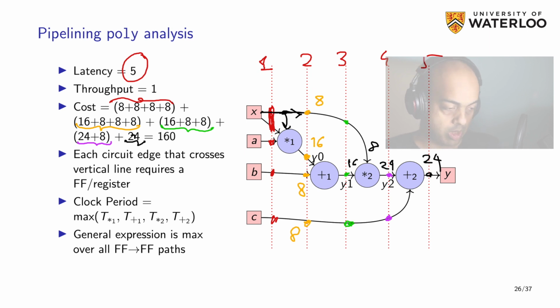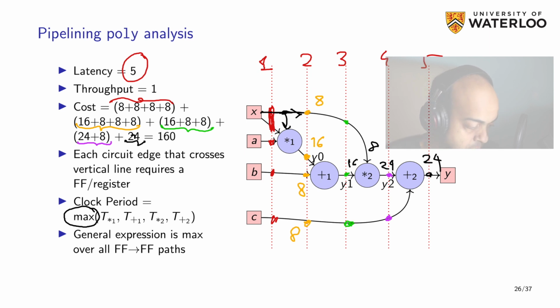Okay. Now clock period calculation is super straightforward. All you have to do is find the worst case of all the stages, right? So clock period is always going to be the max of every single stage, right? So in this case, it's going to be a combination of the first multiply, the first add, the second multiply, the second add, and the worst of that is going to be your clock period.